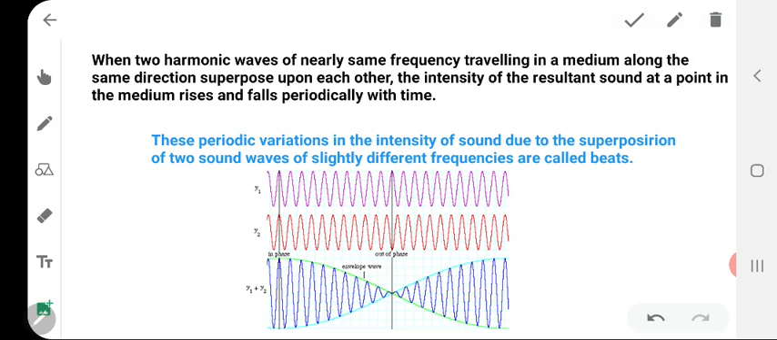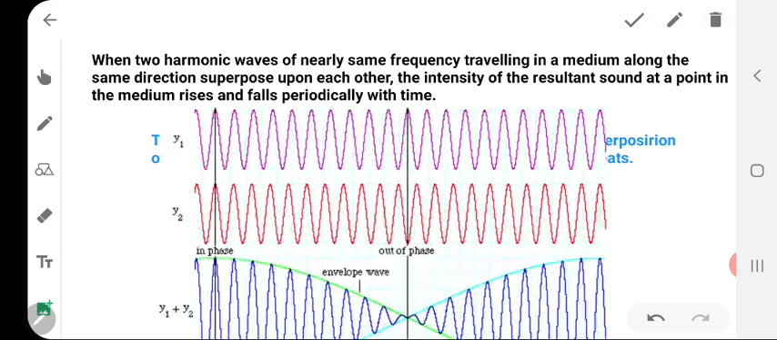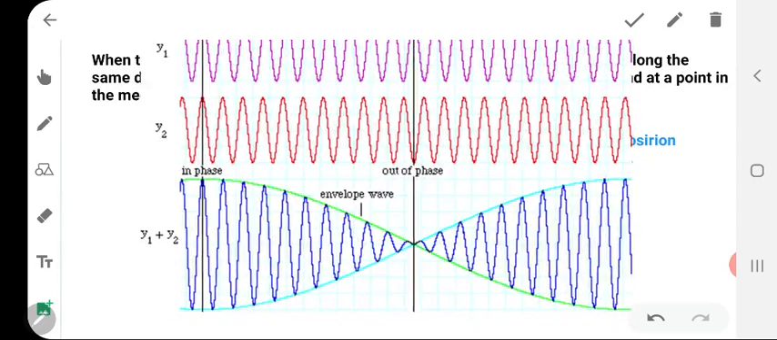Let me just zoom in on this picture so that you can have a closer view of what happens exactly when two waves of slightly different frequencies superpose with each other, and that results in the formation of beats. So if the intensity of sound is maximum initially, one beat is formed when the intensity of sound again becomes maximum after once becoming minimum.